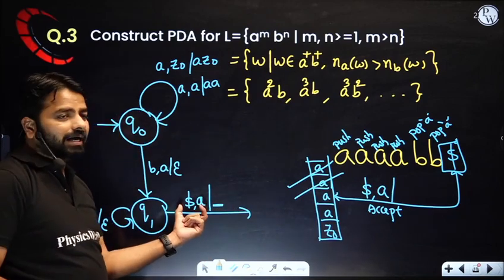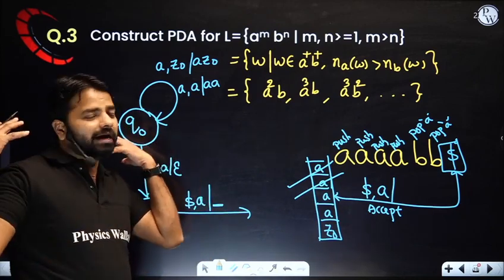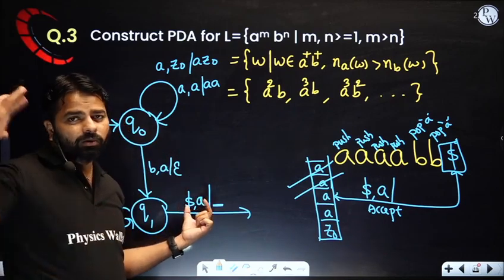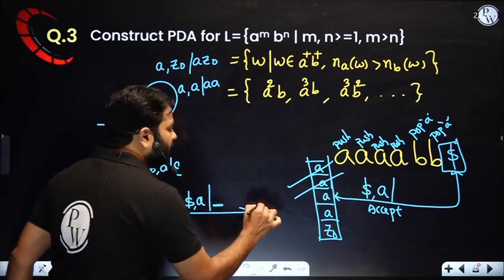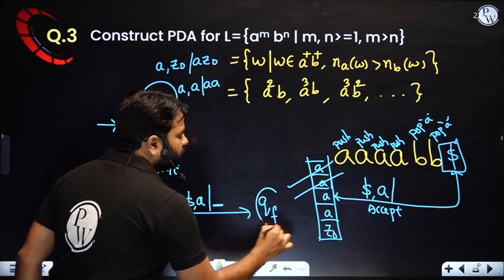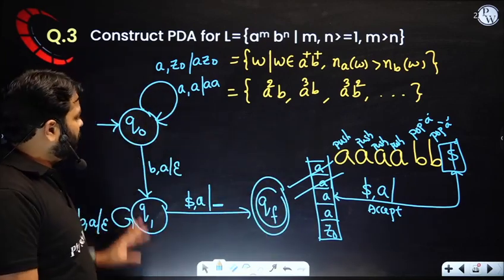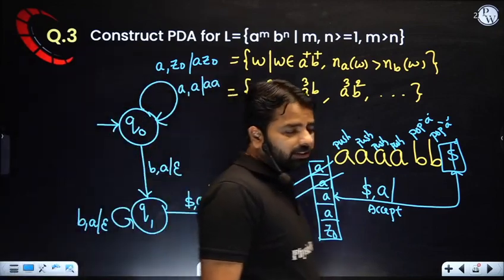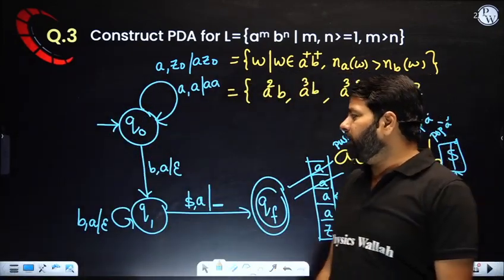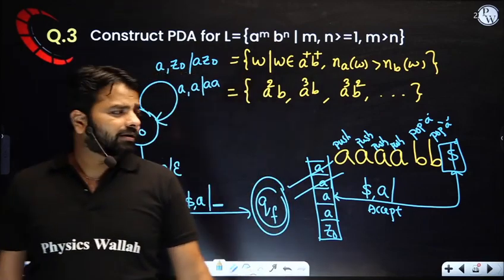That will guarantee it. Now I decided that A is more, because A's were already seen. Now the end of the input occurred. I know A's are more than B's. Now you can decide, go to final. That's it. Every final state is represented with a double circle. Now this will guarantee more A's than B's whenever it happens. Right? Now let's try something.